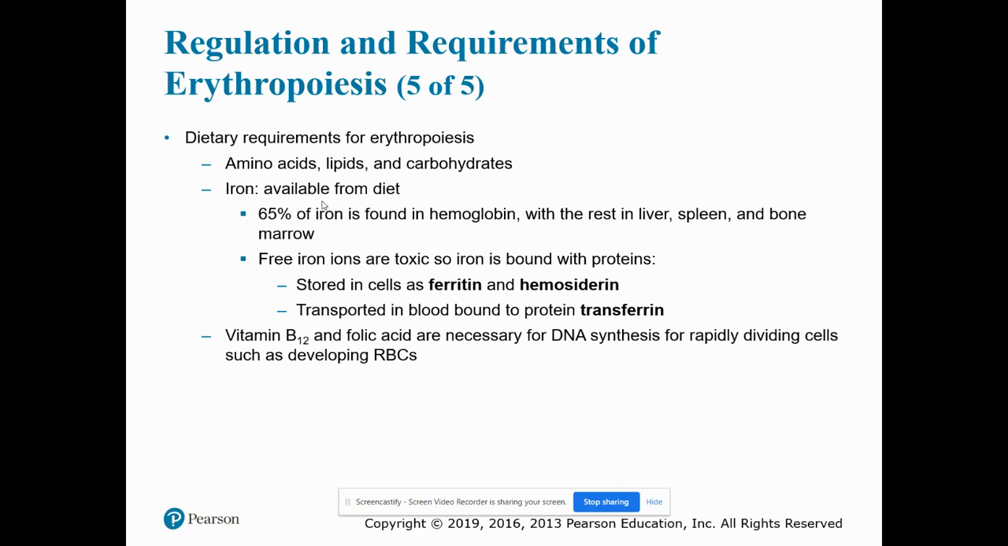Now, free iron ions are toxic, so they are bound to proteins. They can be stored as ferritin or hemosiderin, and then transported in the blood bound to transferrin. And then vitamin B12 and folic acid are necessary for DNA synthesis for rapidly dividing cells such as red blood cells.